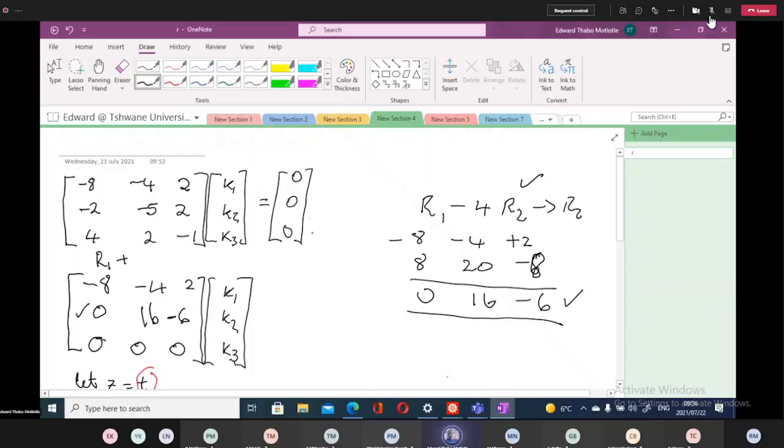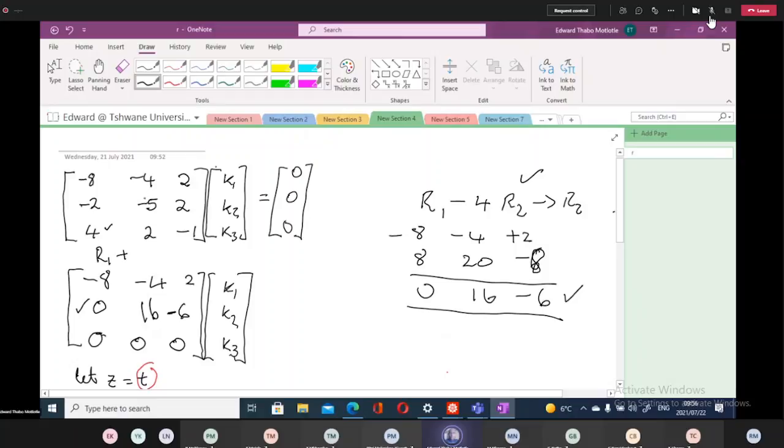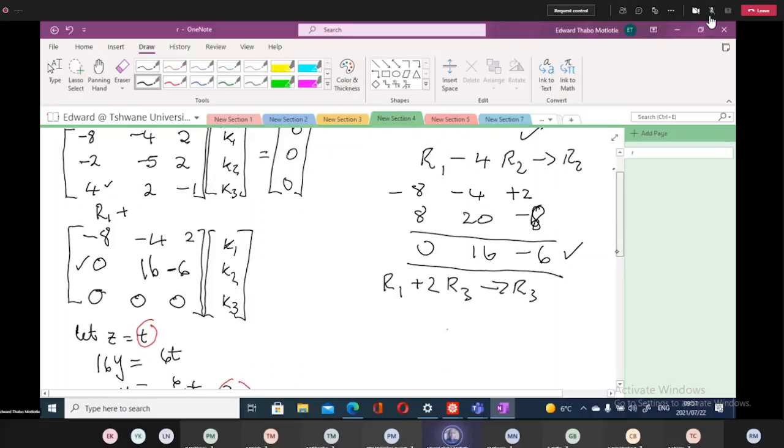Now, there are a lot of steps that I have jumped in this one. So let's do those steps. The next step will be to determine this 0 here. So you must get rid of this 4. So how do you get rid of this 4? Which one can we use to get rid of that 4? Let's think about it. You can multiply this one by 2 and add to that one. So I'll write the operation. R1 plus 2R3 gives you R3. This one will work also.